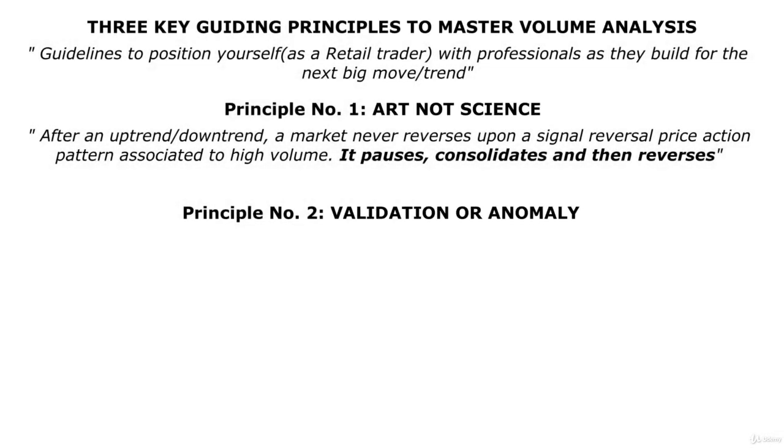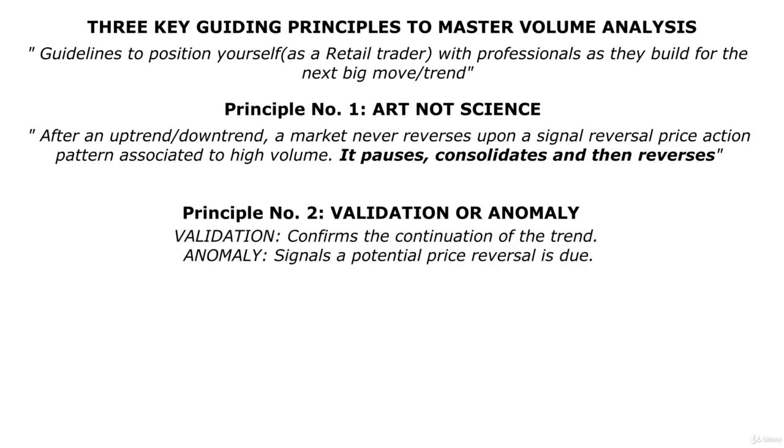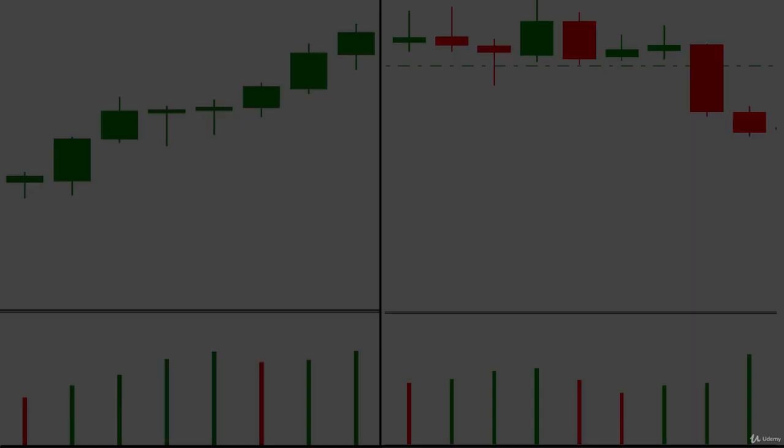At any given time, we are only concerned about two things while comparing price with volume: whether the price has been validated by the volume or whether it is an anomaly. If a price is validated by volume, then that confirms a continuation of the price. On the other hand, an anomaly in price and volume signals a potential change in trend. Let's understand the anomaly and validation principles using Forex examples.